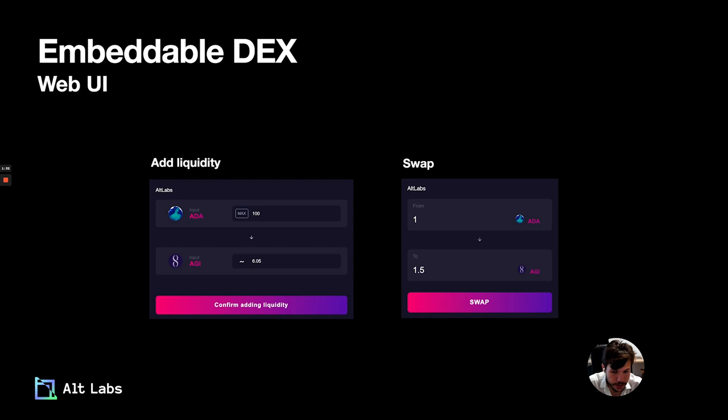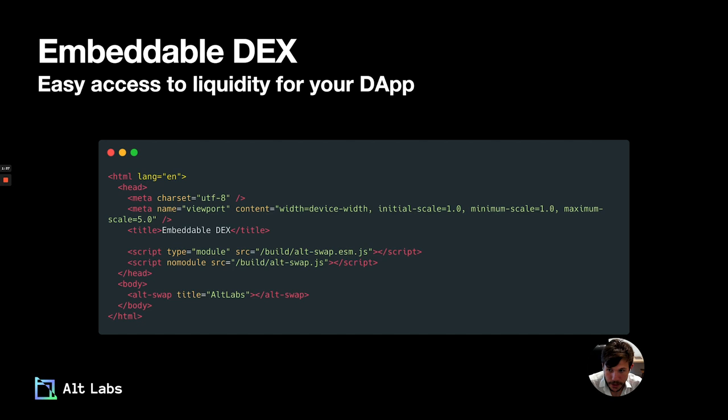The way that this looks in code, for example, in an HTML page, you can see that it's enough that you use the alt swap web component directly in your body. And basically, it's just going to appear on the web page, as simple as that.